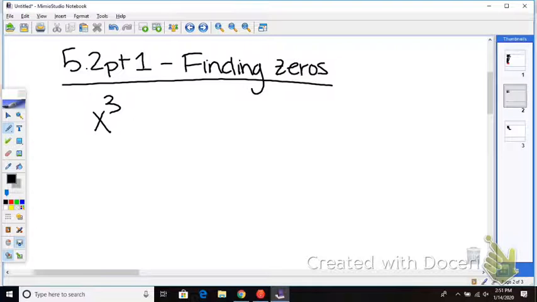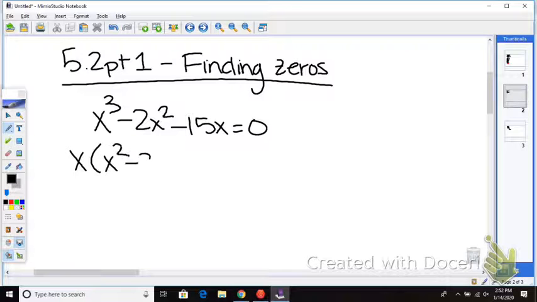x cubed minus 2x squared minus 15x. And I want to find the zeros or the x-intercepts or where it's going to touch the x-axis. So we're going to have to factor this. First thing you want to do for 3 terms is look for something you can take out. What can I take out of all 3? An x. So I take an x out, and I'm left with x squared minus 2x minus 15 equals 0.